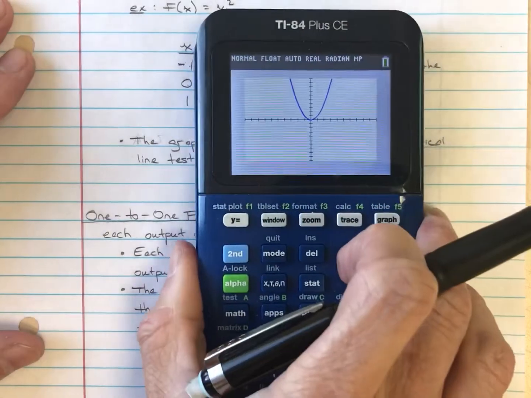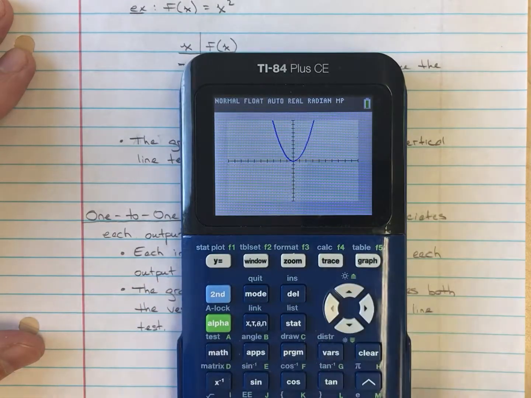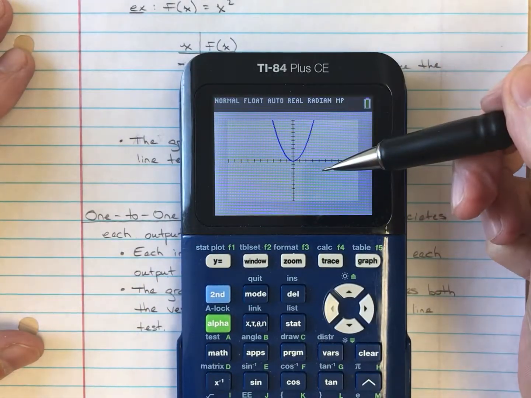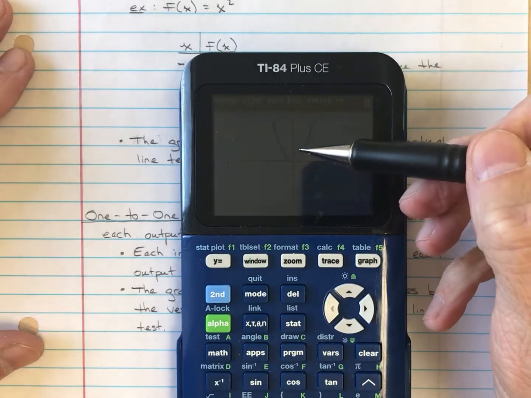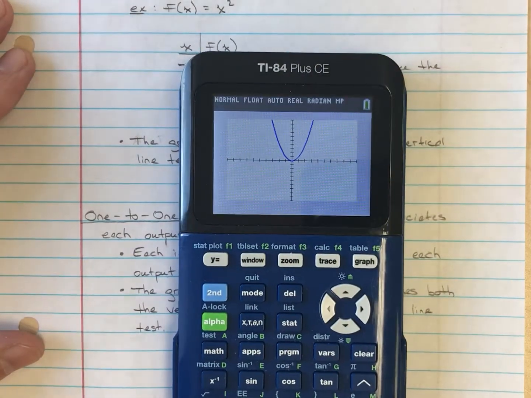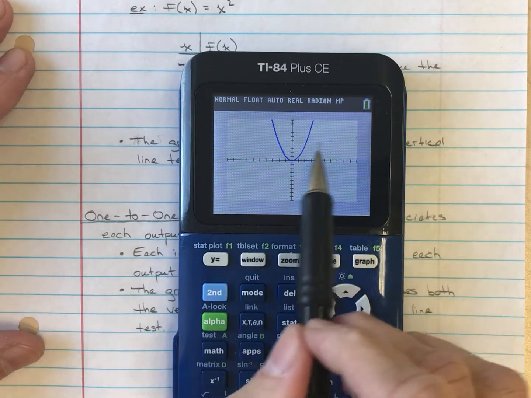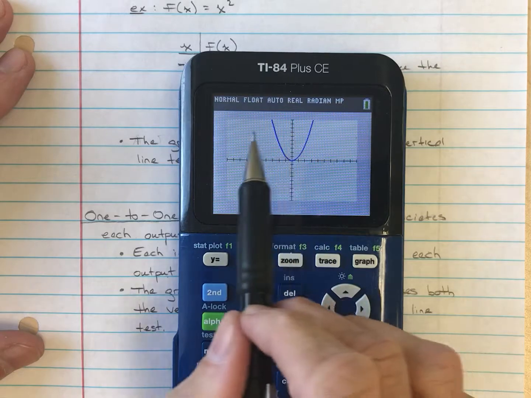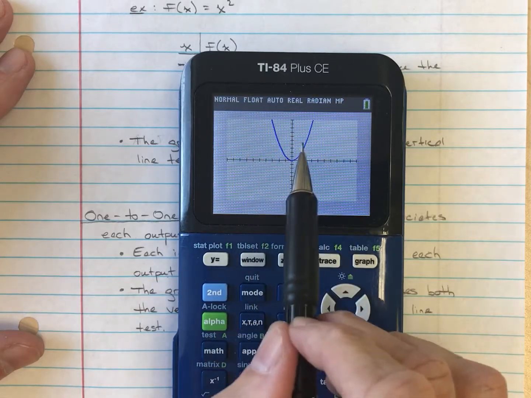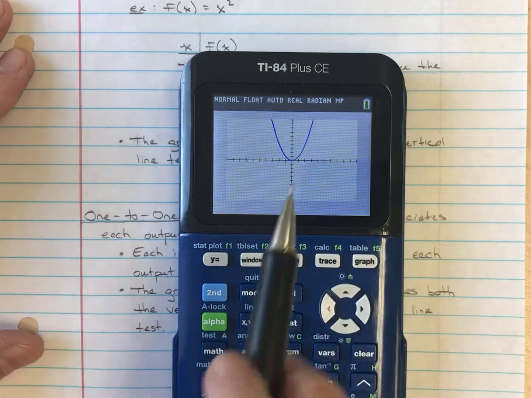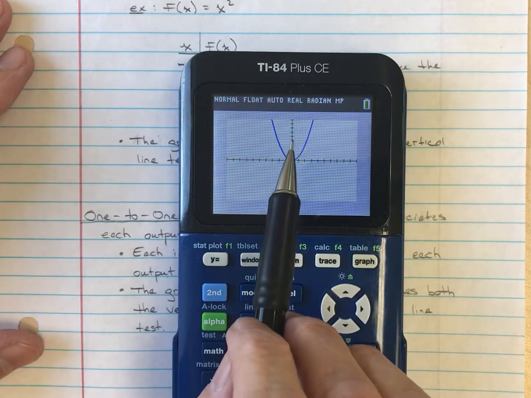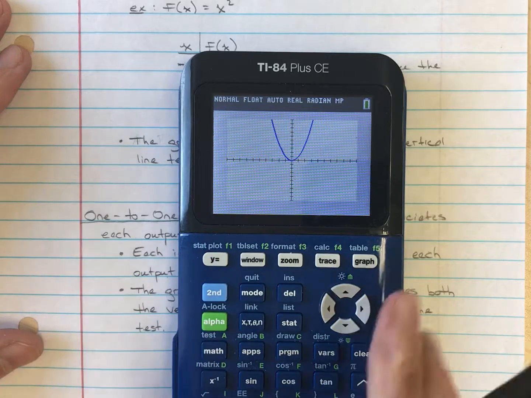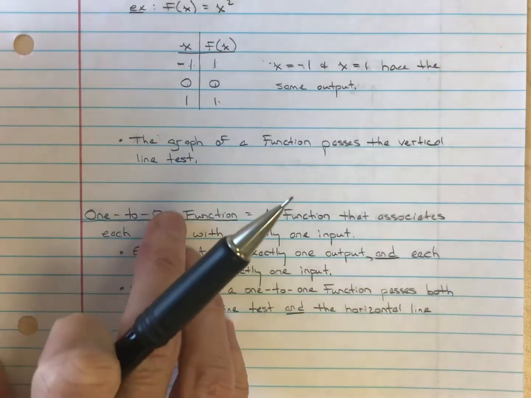Let's go back to the x squared. x squared passes the vertical line test. Any vertical line only crosses the graph in one place. But notice the horizontal line test: there are an infinite number of horizontal lines that cross the function's graph in two places. So the function x squared is not one-to-one. It is a function, but it's not a one-to-one function.